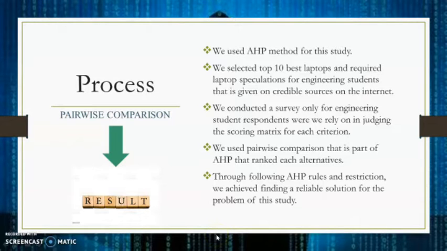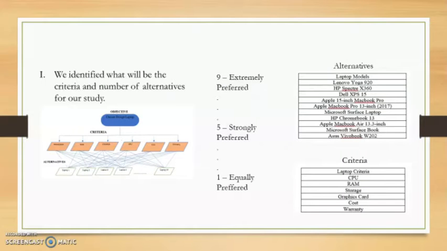For the process, using the AHP method for the study, the researchers selected the top 10 best laptops and required laptop specifications for engineering students, as given on credible sources on the internet. They also conducted a survey only for engineering student respondents, which they relied on in judging the scoring matrix for each criterion. Using pairwise comparison, which is part of AHP, each alternative was ranked. Through following AHP rules and restrictions, the researchers achieved a reliable solution for the problem of the study.